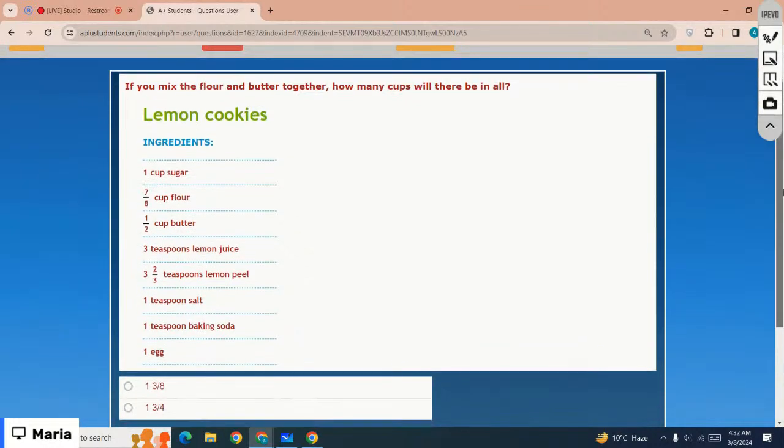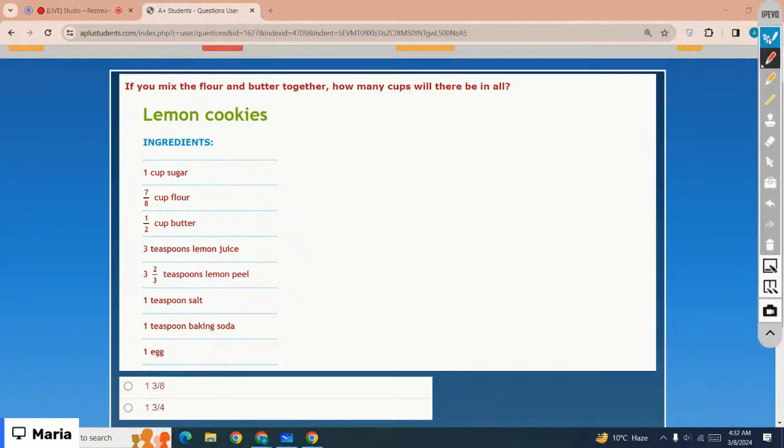If you mix the flour and butter together, how many cups will there be in all? Flour is 7 over 8, butter is 1 over 2. You have to add 7 over 8 and 1 over 2. So, which is the correct option? You know how to add the fractions, right? Addition is not new here. 7 over 8 plus 1 over 2.